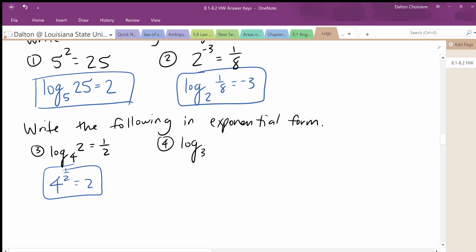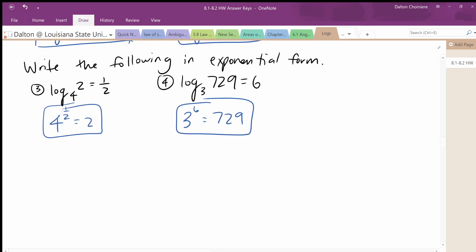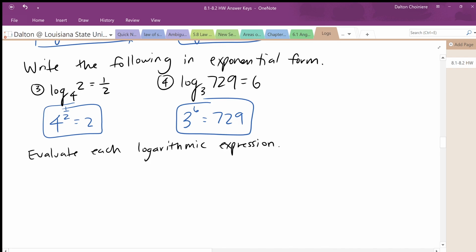Log base 3 of 729 is equal to 6. If I ask you to write this in exponential form, that would be 3 to the 6th power equals 729. Okay, so that's just changing forms back and forth between logarithmic and exponential. If we take this a step further, I can ask you to do things like evaluate each logarithmic expression. Evaluate each logarithmic expression.